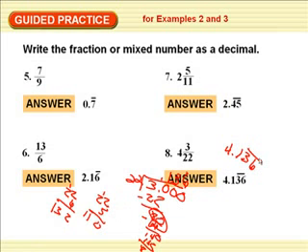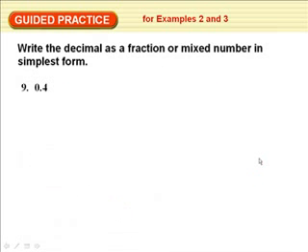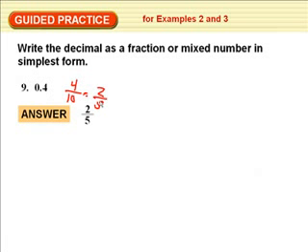So it's important to look for patterns because it'll save you time. Don't divide out forever. Write the decimal as a fraction or a mixed number in simplest form. Okay, so say this correctly. 4 tenths, which reduces to 2 fifths. I like those little ones.